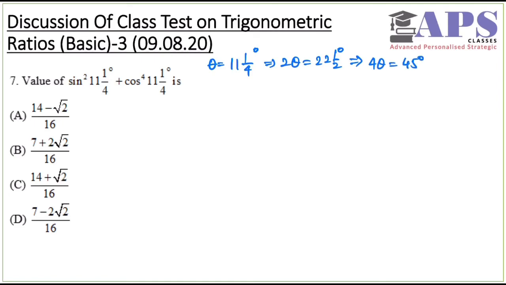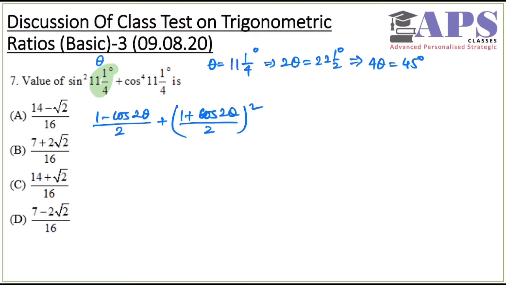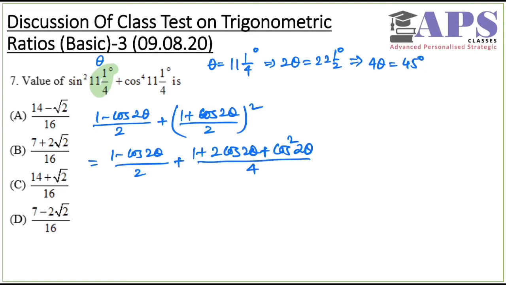So now here sine square, this first term is 1 minus cos. If I take this as theta, as I have taken there, it is 1 minus cos 2 theta by 2 plus 1 plus cos 2 theta by 2. That is for cos square, but we have cos power 4, so we have to take a whole square. So that is 1 minus cos 2 theta by 2 plus 1 plus 2 cos 2 theta plus cos square 2 theta by 4. Just simple simplification here.